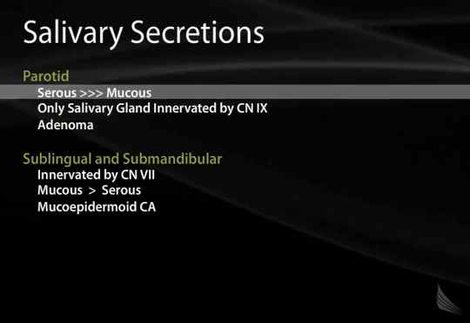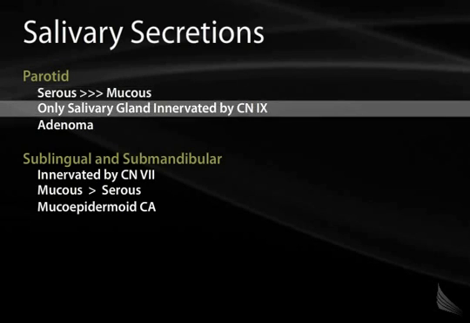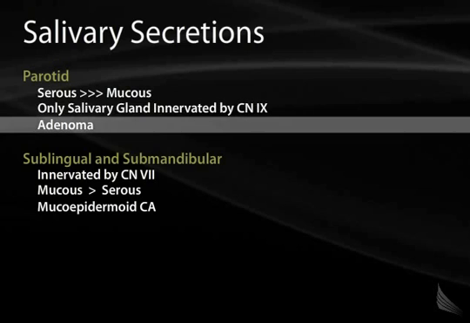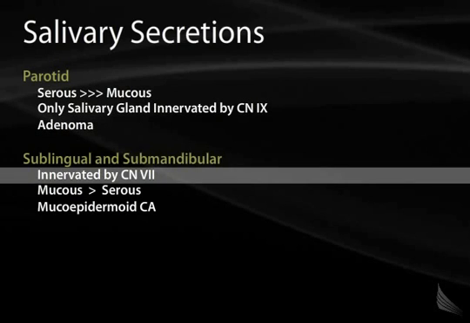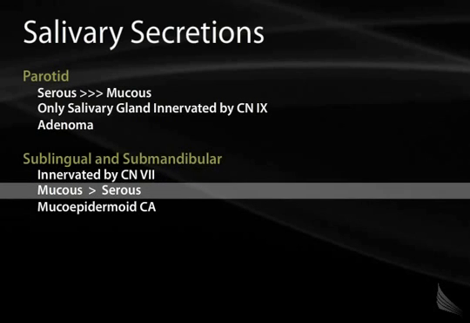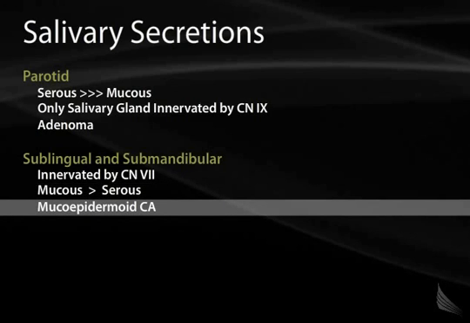The parotid gland produces more serous secretions than mucus secretions, and is the only salivary gland innervated by cranial nerve 9. Tumors of the parotid gland are usually adenomas. The sublingual and submandibular glands are innervated by cranial nerve 7 or the facial nerve, and they have a predominant mucus secretion rather than serous secretion, and tumors of these glands are mucoepidermoid in nature.